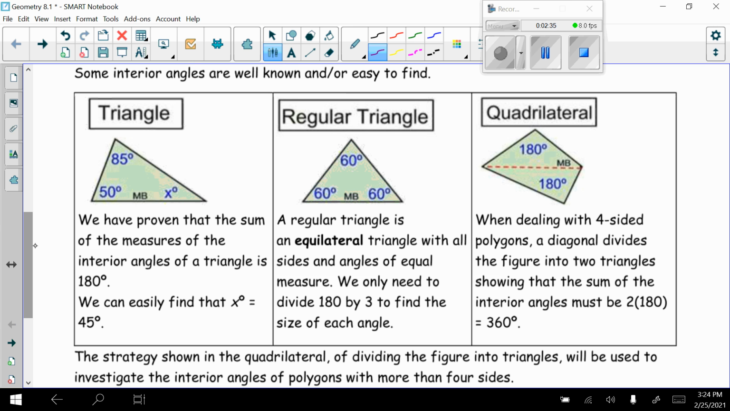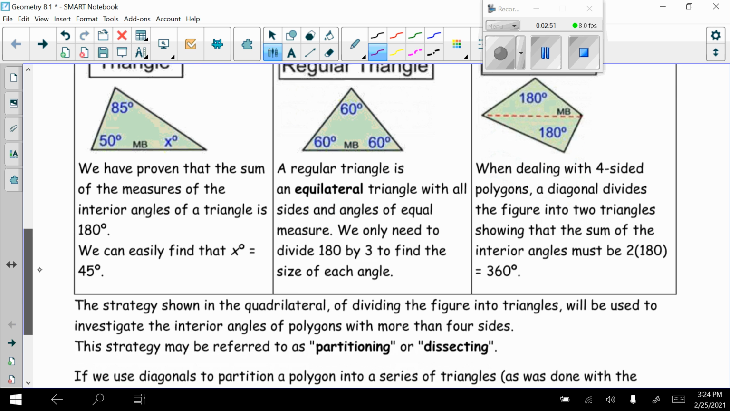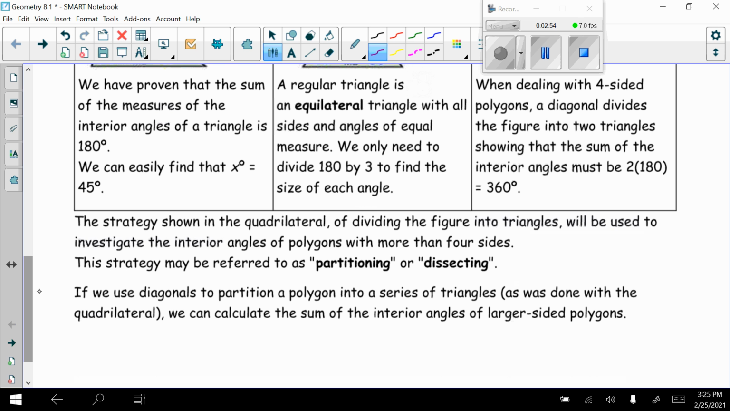A quadrilateral, when dealing with 4-sided polygons, we can draw a diagonal that divides the figure into 2 triangles, showing that the sum of the interior angles must be 2 times 180, since I have 2 triangles. So 2 times 180 is 360 degrees. The strategy shown in the quadrilateral of dividing the figure into triangles will be used to investigate the interior angles of polygons with more than 4 sides. This strategy may be referred to as partitioning or dissecting. If we use diagonals to partition a polygon into a series of triangles, as we did with the quadrilateral, we can calculate the sum of the interior angles of larger sided polygons.